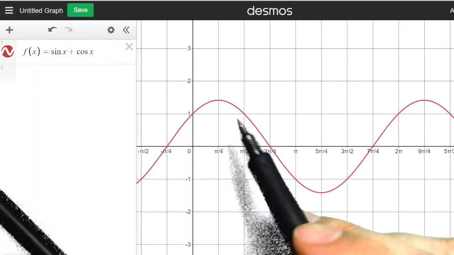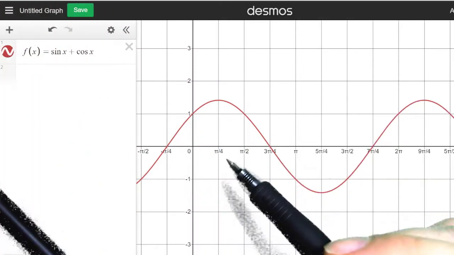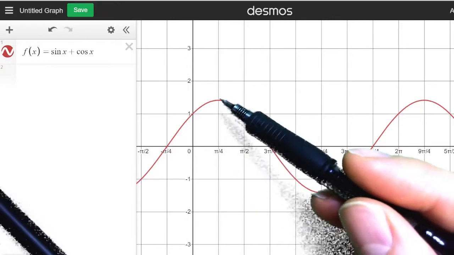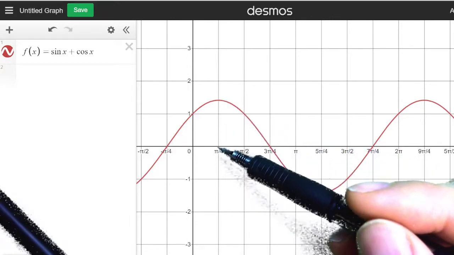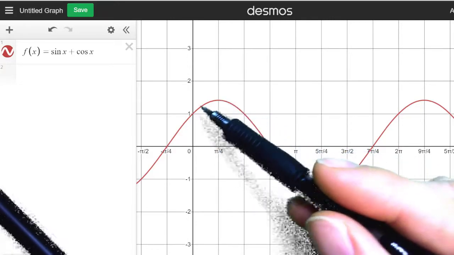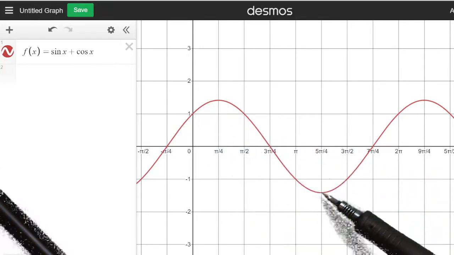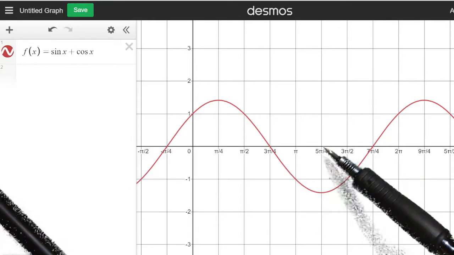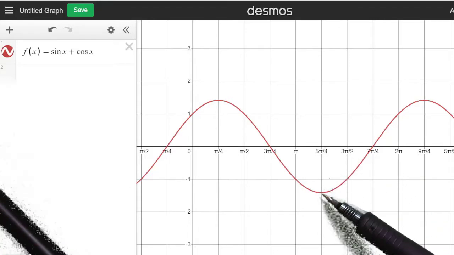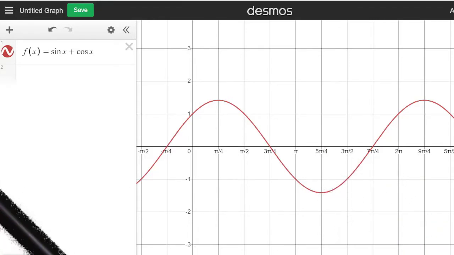And let's just check that it matches the graph. Let's see, we have a local max here at pi over 4. And the value is around root 2. And we have a local minimum over here at 5 pi over 4. And the height of the graph there is negative root 2. So it does match what we found.